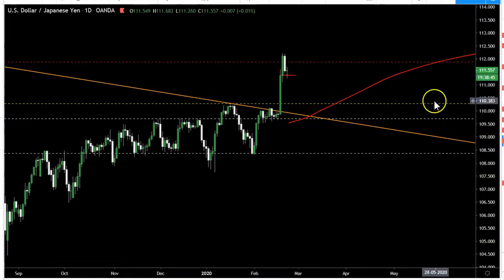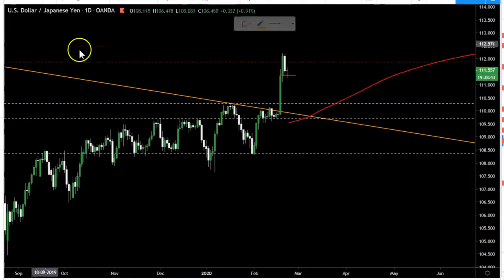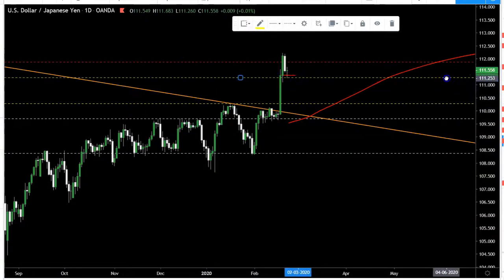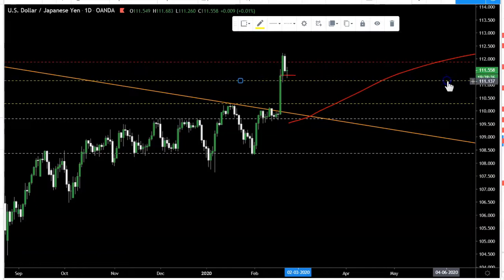We've got an indecision candle here. This is a very critical level for this pair. Some people are suggesting that it's going to move up from 111. We'll have to wait and see. But I am looking for a good bullish signal and possibly another attack of 112 and higher.